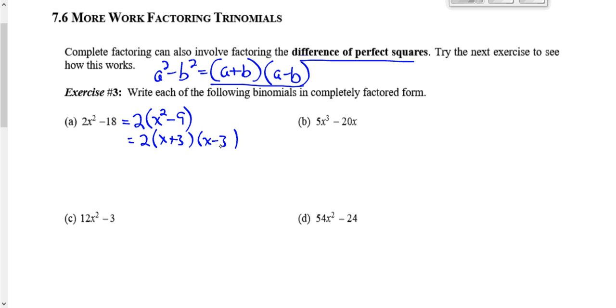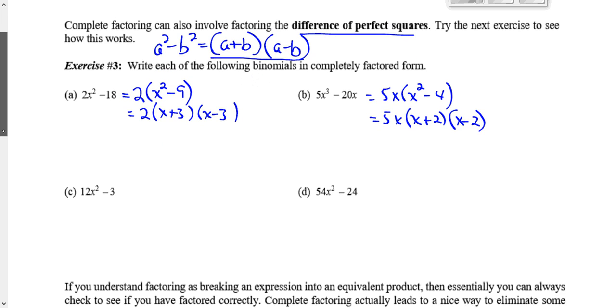Okay. Let's try b. Is there a GCF? 5x, yeah? Go on, everybody. X squared minus 4. Are x squared and 4 perfect squares? 4 is a perfect square. What's the square root of 4? So this becomes 5x times what? Plus 2 times? Yeah. Okay. Move on to C.